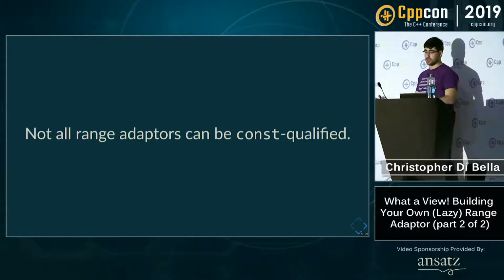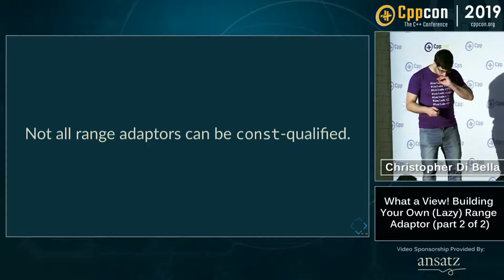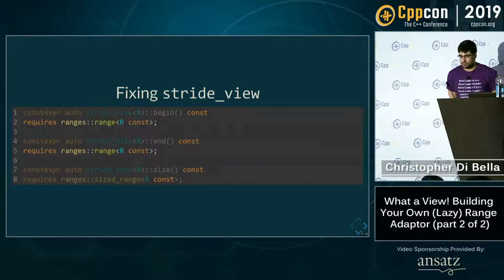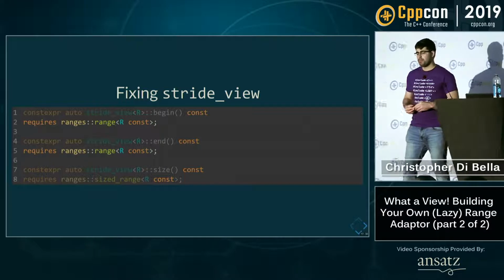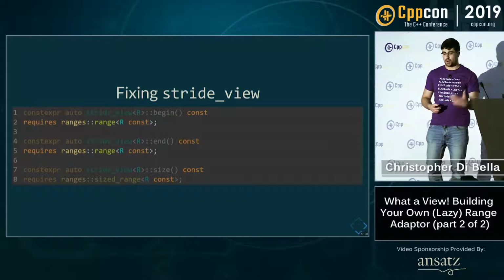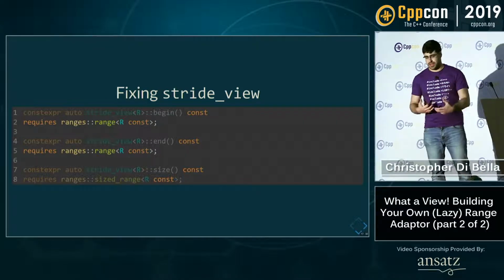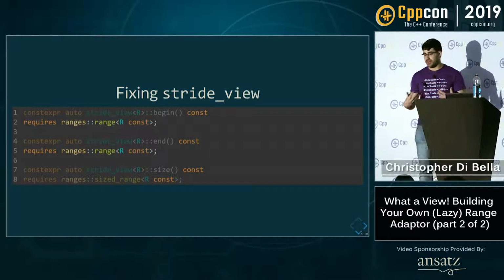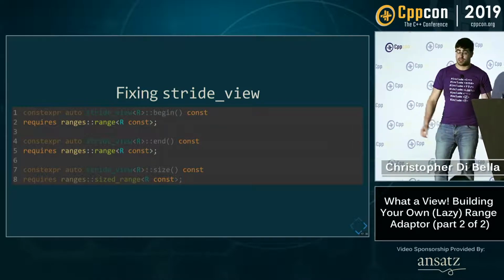So for the record, filter view does not even have a const qualified begin and end. It just doesn't exist. So let's fix this for stride view. What we do is we require that the const qualified version of R, the base range, models a range, and the overloads only exist in that case. Otherwise, the implementations are identical to what we saw when we first looked at them.